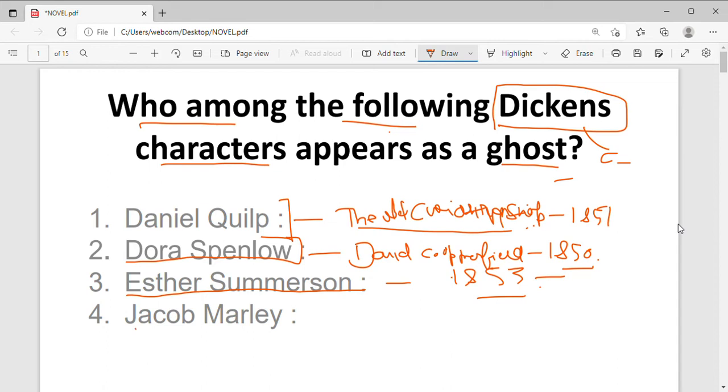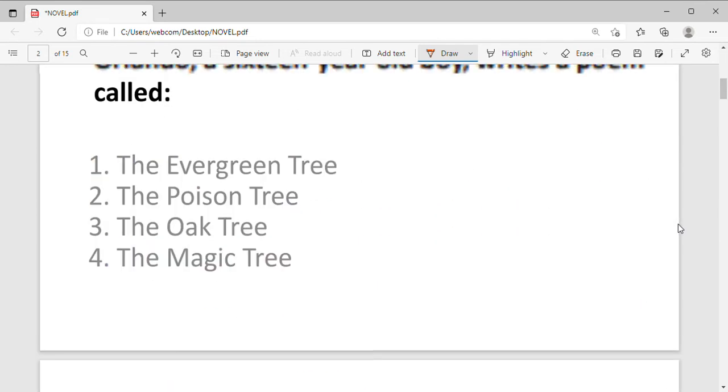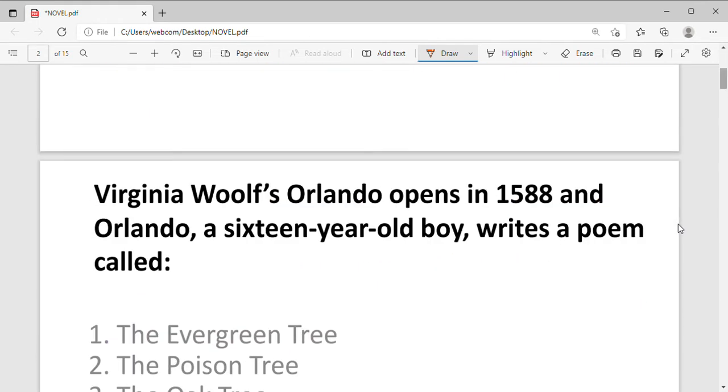Then we have Jacob Marley. Jacob Marley appears in A Christmas Carol. In A Christmas Carol, this character appears as a ghost to show his miser friend his future: that if he keeps doing the same thing, remaining a miser, not giving and not sharing with people, he will have the same dark future. So this is where we meet this ghost character. Jacob Marley is the ghost character in the Charles Dickens novels. So make sure you read Charles Dickens and his novels.